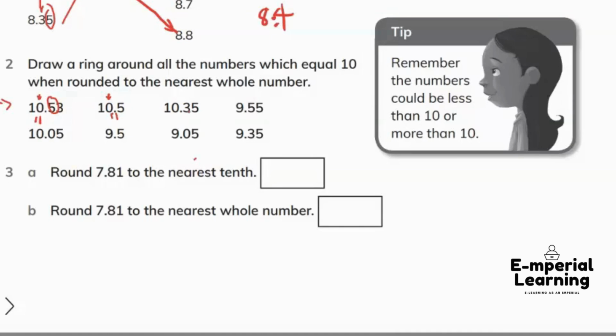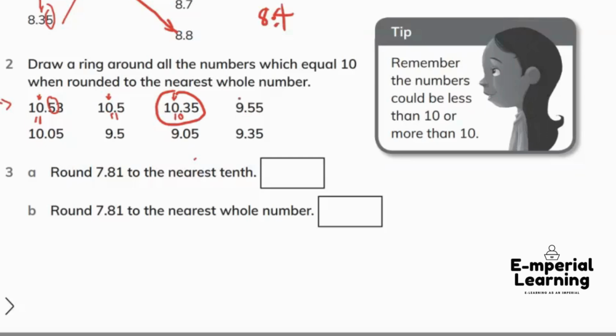10.35 to the nearest whole number. In the tenths place, the 0. To the right, we have a 3. This 3 is a weak number, so it becomes negligible, a 0. So we have 10.0 or simply 10. So this is part of our answers.